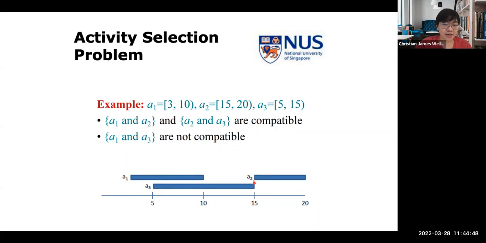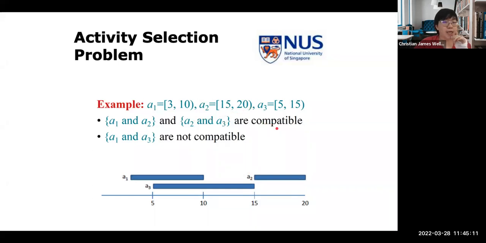The one end here is an open and closed interval. Sorry, I forgot the terminology, apologies, but basically one is inclusive, one is exclusive. So it's fine if they're just nicely touching like this. That means A2 and A3 are compatible.